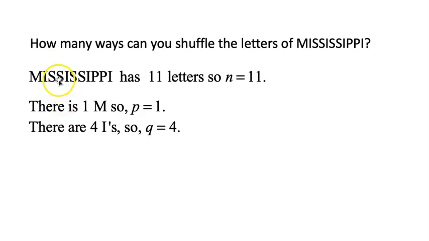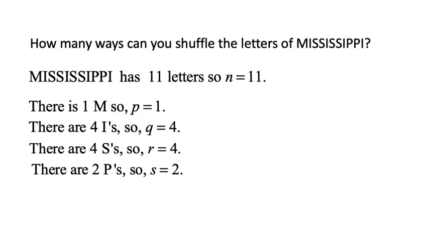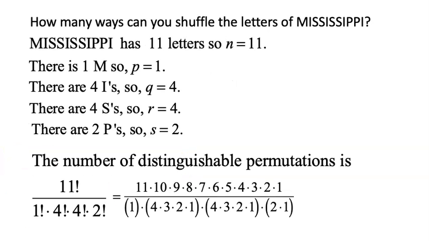How about S's? 1, 2, 3, 4. 4 S's, so R is 4. We need one more letter, though. We need P's. P's are there twice. 2 P's, so S is 2. How many ways could I shuffle up the letters of Mississippi? That is our question. So upstairs 11 factorial, downstairs 1 factorial, 4 factorial, 4 factorial, 2 factorial.